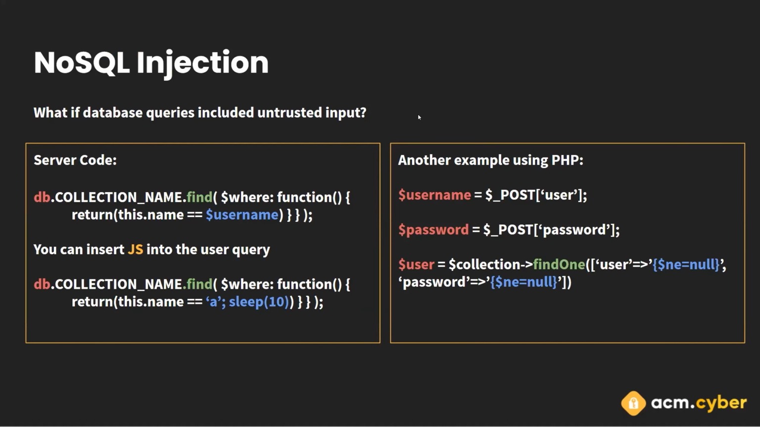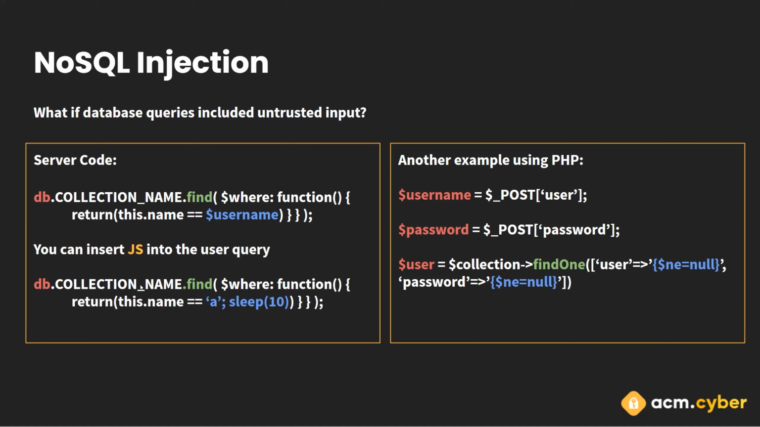And so where does NoSQL injection come in? Consider the question: what if database queries included untrusted input? Consider the server code right here where we have a collection name, .find, and we have this where function. Essentially what this where function does is it runs this JavaScript function here, and we just pass in username. So we can actually insert JavaScript into this query.